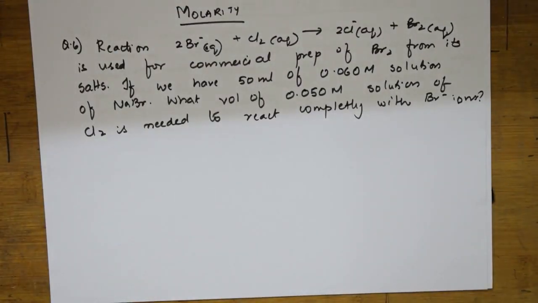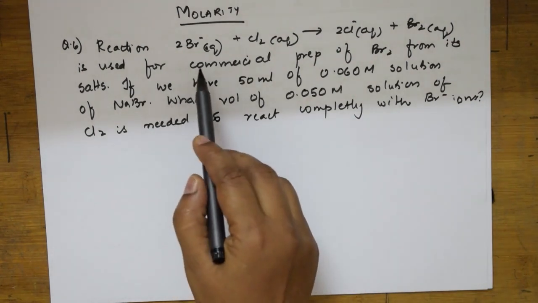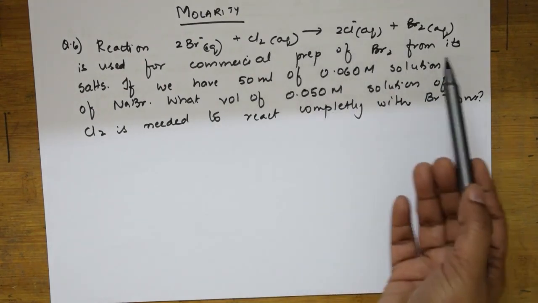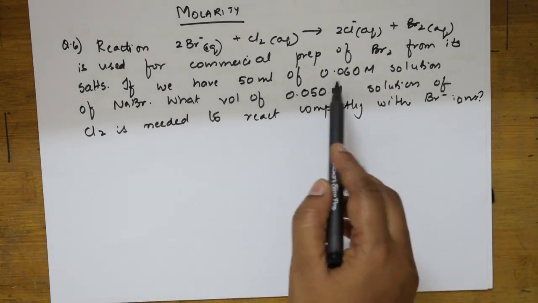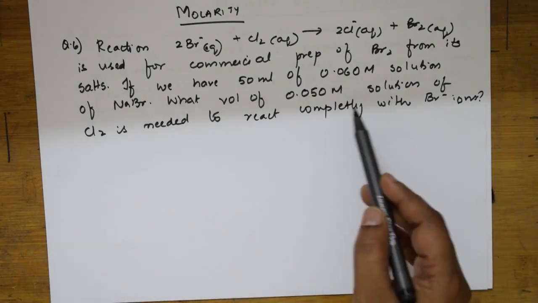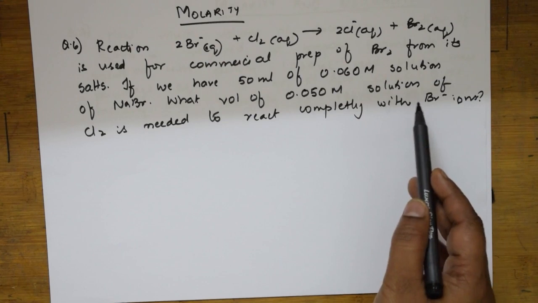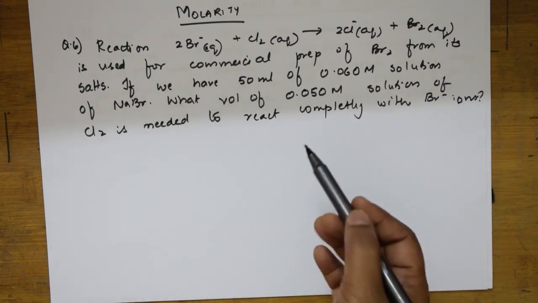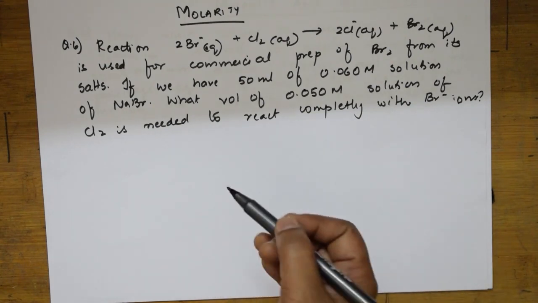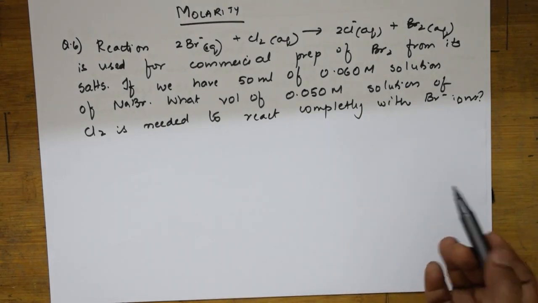Here there's one reaction given to you all. Basically, these are all comprehensive numericals. The reaction is 2Br minus aqueous plus Cl2 aqueous gives 2Cl minus plus Br2. It is used for commercial preparation of bromine from its salts. If we have 50 ml of 0.060 molar solution of NaBr, what volume of 0.050 molar solution of chlorine is needed to react completely with Br minus ions?